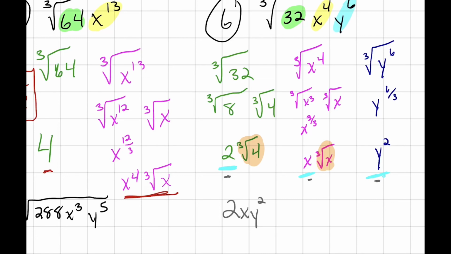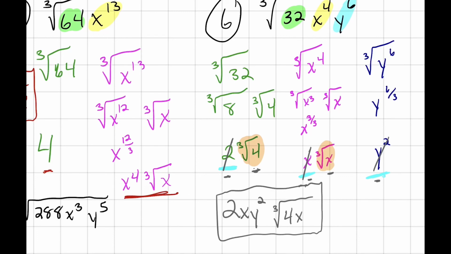So I've used the 2, I've used the x, I've used the y squared. Now, the only parts that are left are the 4 and the x inside the cubed root. So I just make one big cubed root and do the 4 and then the x, and then I'm done. So I wrote all of my outside pieces together, all of my inside pieces together. And after all that, we are done with simplifying that kind of radical problem.